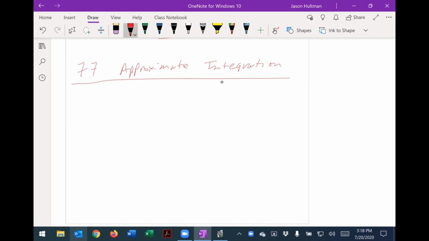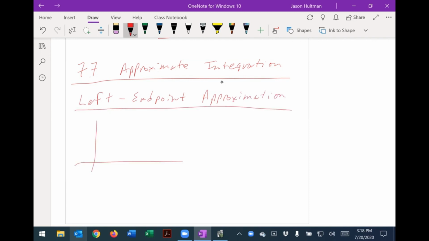Okay, so let's talk about left endpoint approximation. We have a function, and we want to approximate the area under the integral. Let's say that this is our function here. It's a pretty bad function. Okay, say that this is our function.